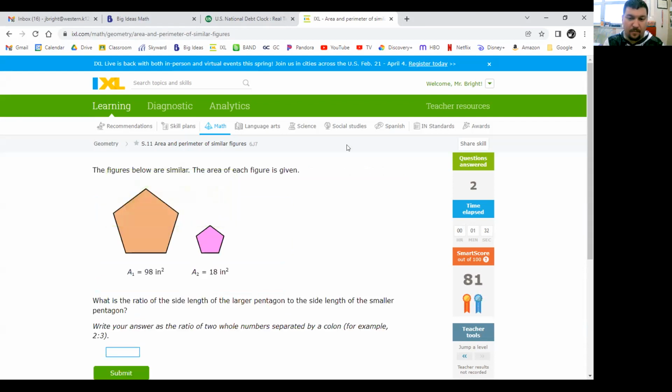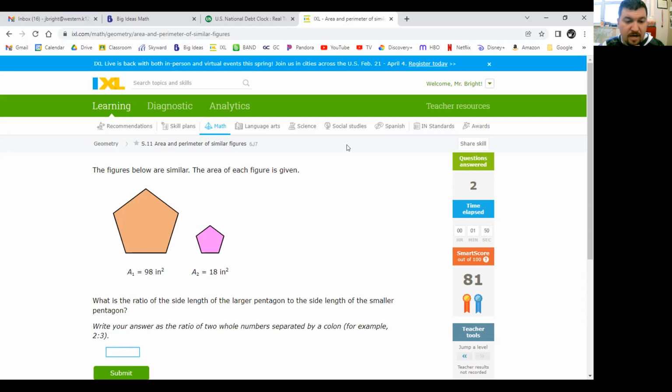Aha, here we go. Okay, so I'm at 81. So technically I would be done if I was doing this, but if you want to continue, any scores past 80 on the S.11 or the T.10 are going to be extra credit. So this one says the figures are similar and it gives you the area of both of these.